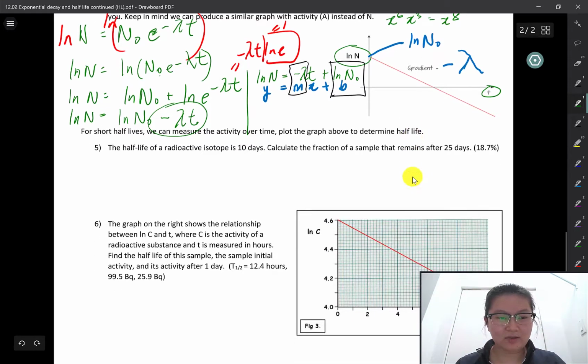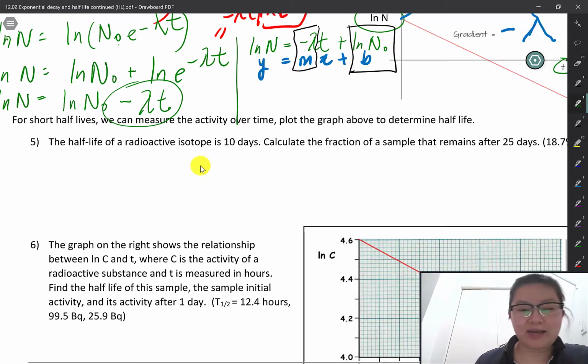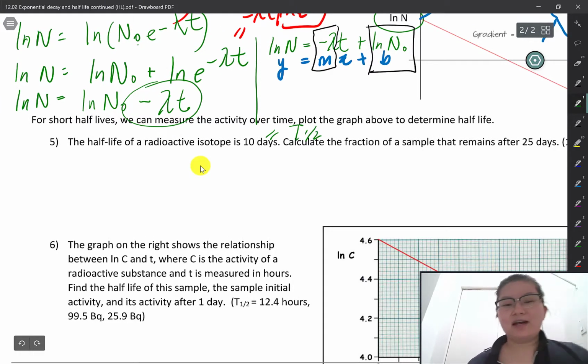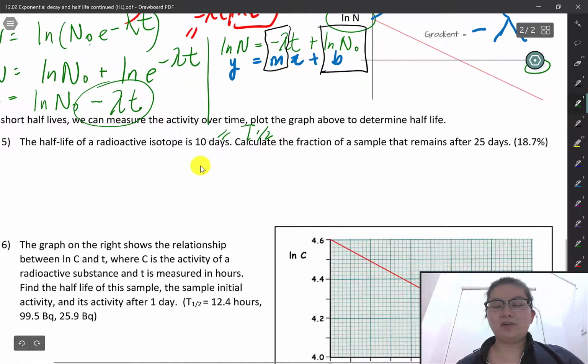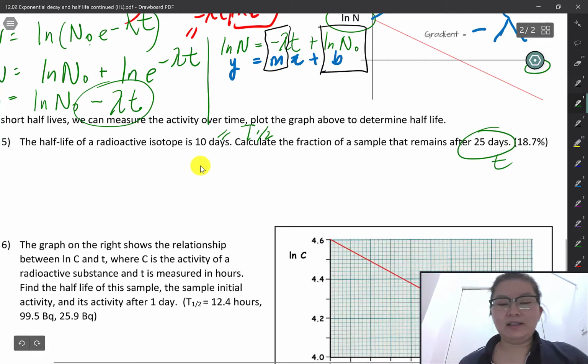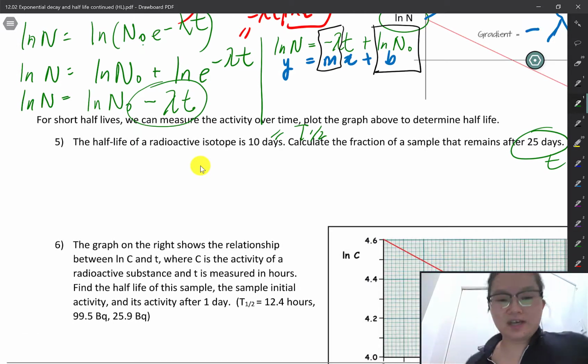Okay, so let's go. Number 5. The half-life of a radioactive isotope is 10 days. So I'm going to write this as half-life. Looks like that. Calculate the fraction of a sample that remains after 25 days. So this is going to be the time that elapsed. So first of all, we have the half-life, which is 10 days.